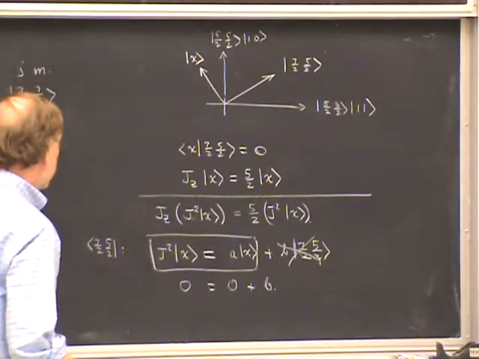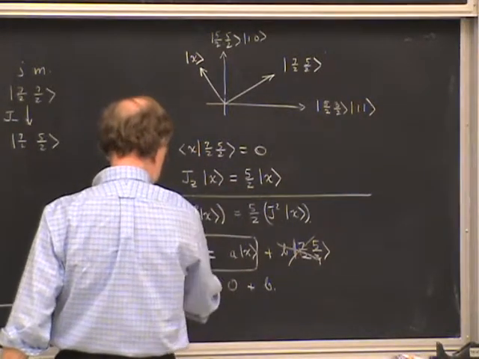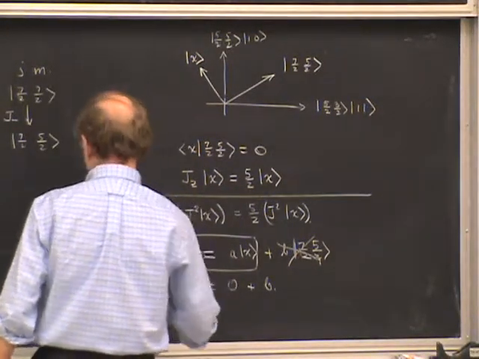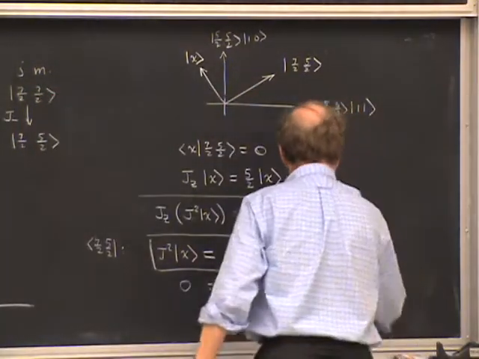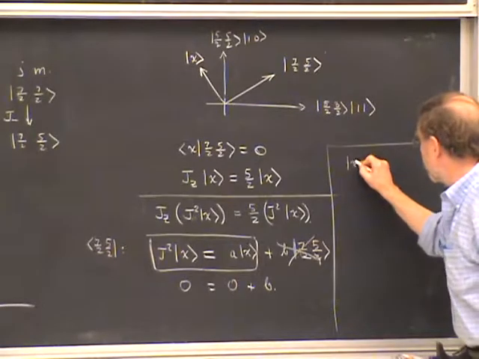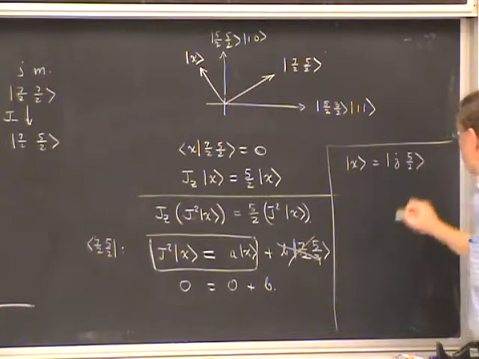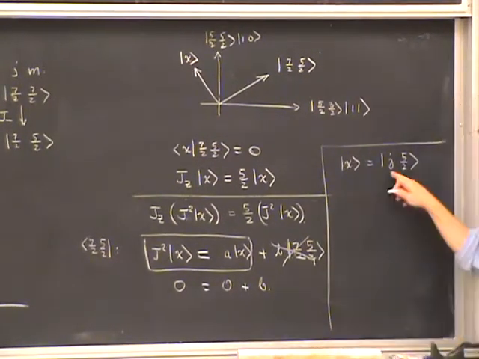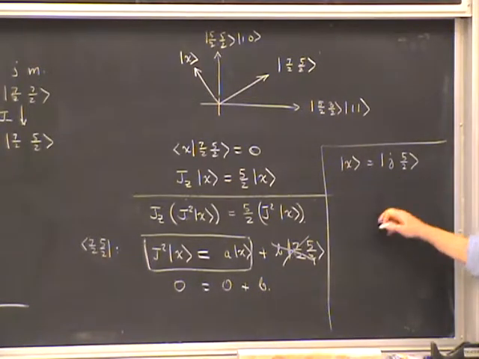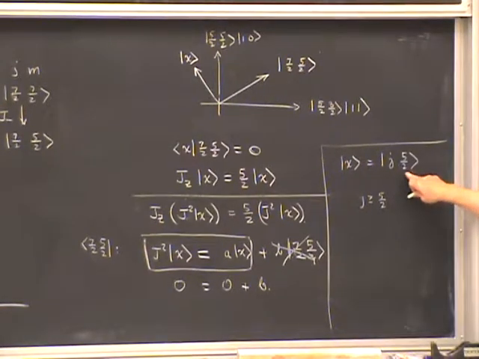All right. So this vector, which I'm calling x, has a value of Jz, which is 5/2, and it's also an eigenstate of J squared. So let's write it this way, if I can find some room to do it. Let's write x is equal to j, 5/2, for some unknown value of j. And the question is, what is the value of j? Well, first of all, j must be greater than or equal to 5/2, because j is the maximum value of m.